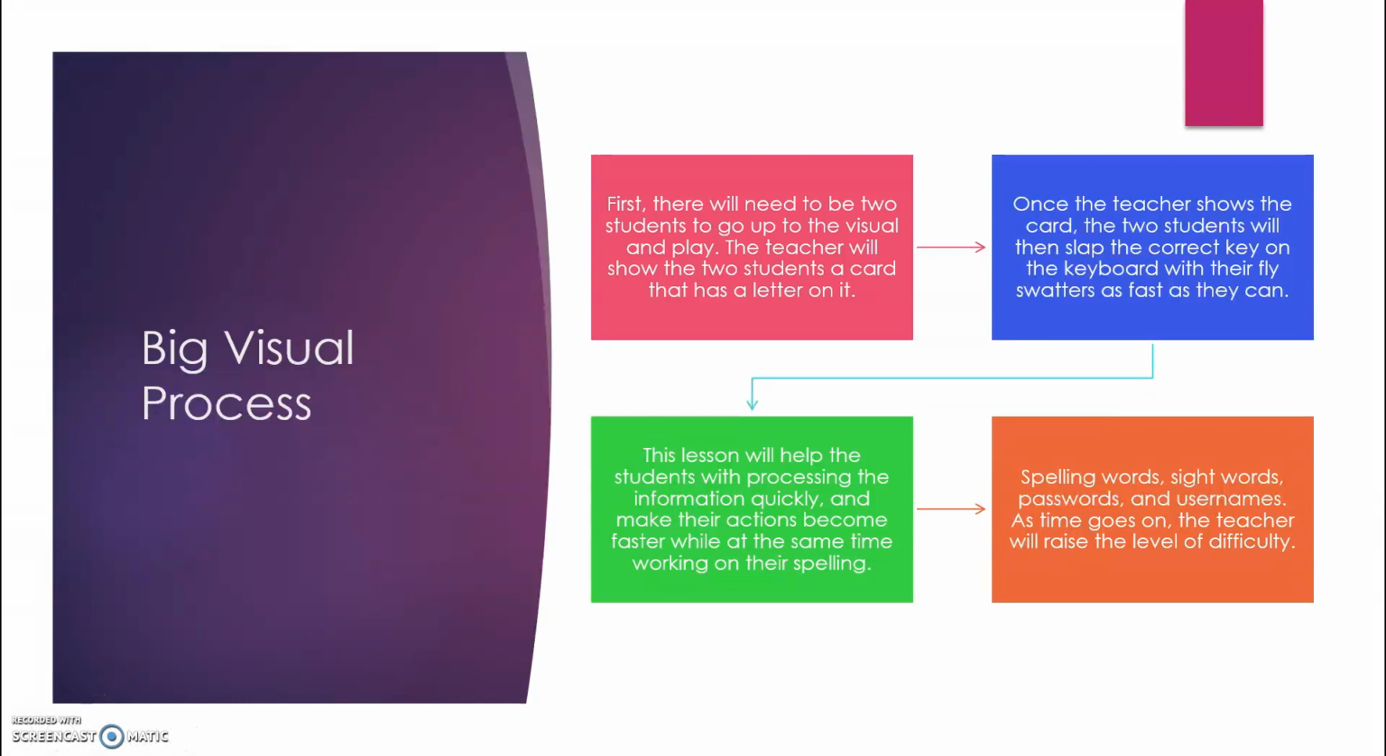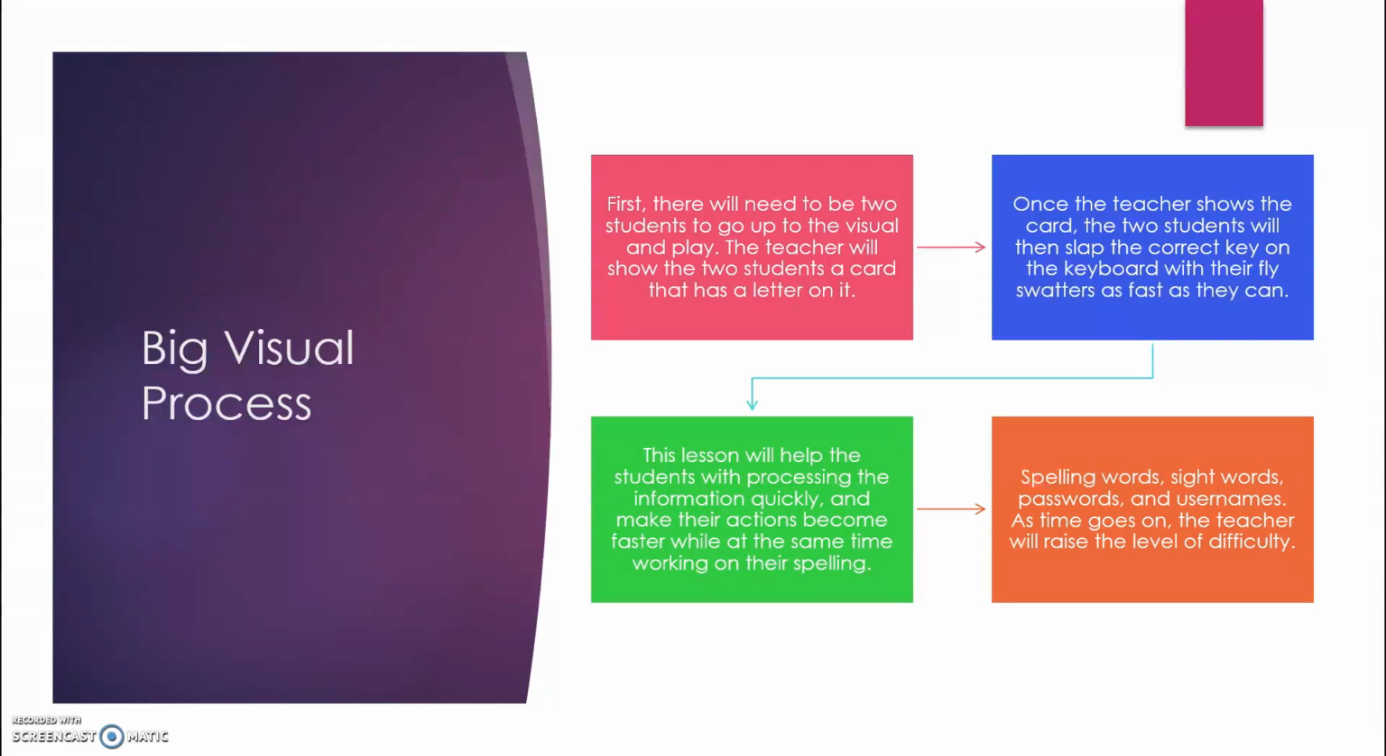As far as the activity for this big visual, first there will need to be 2 students to go up to the visual and play. The teacher will show the 2 students a card that has a letter on it. Once the teacher shows the card, the 2 students will then slap the correct key on the keyboard with their fly swatters as fast as they can.